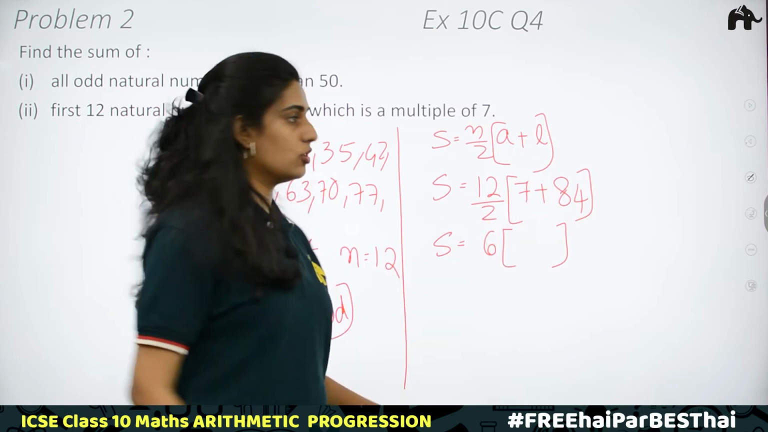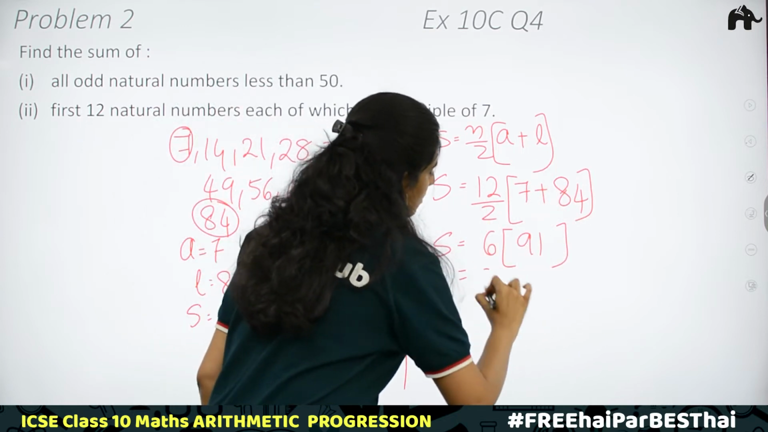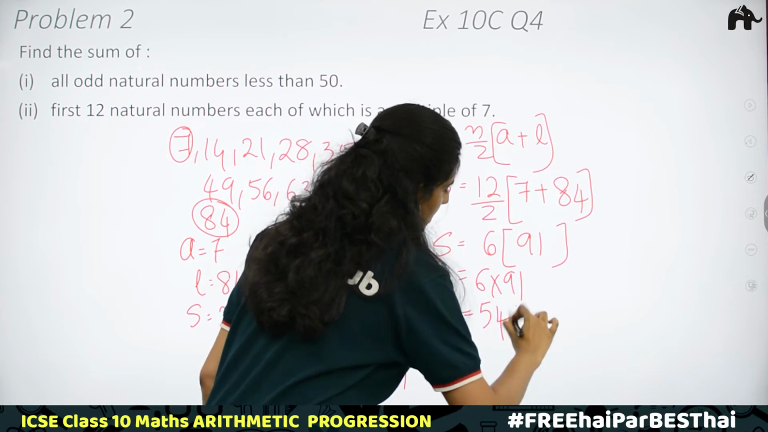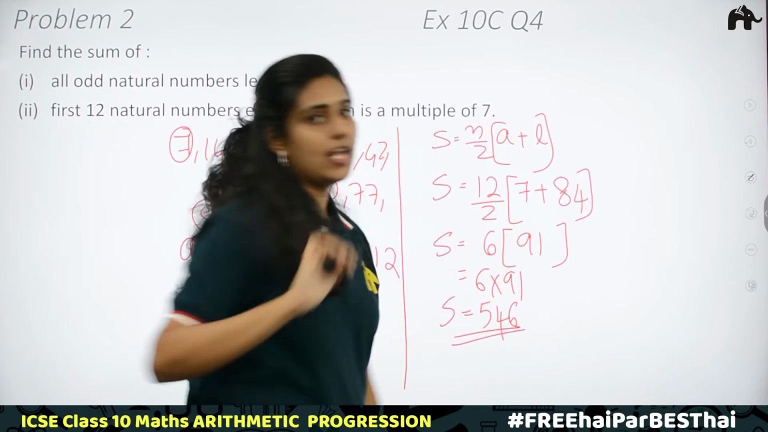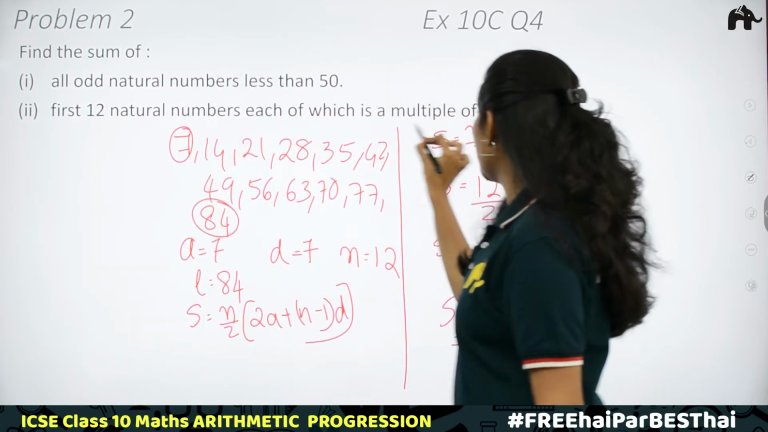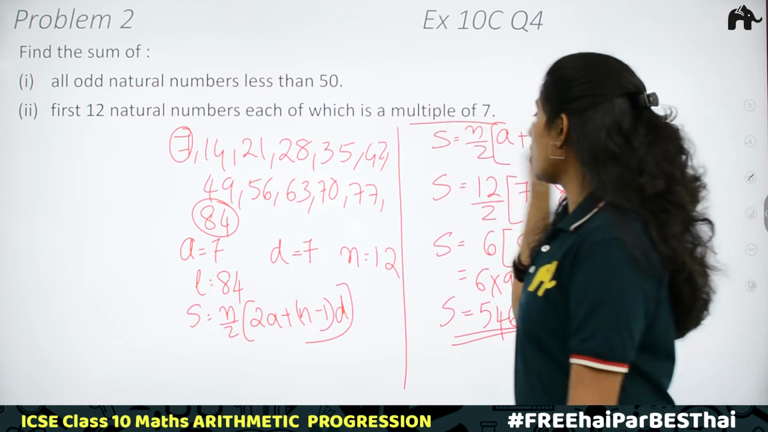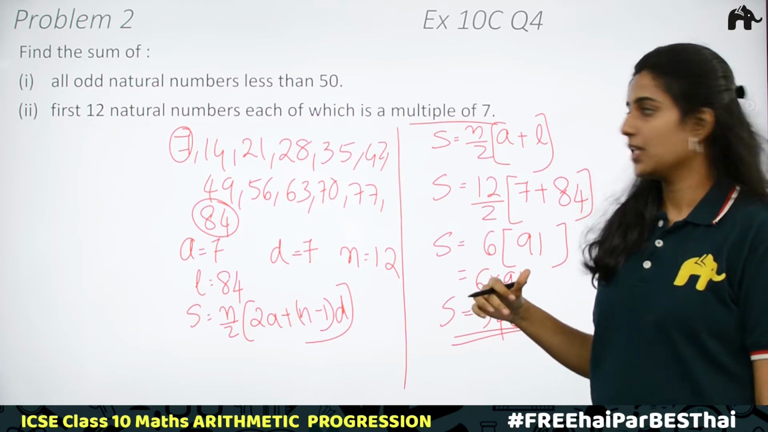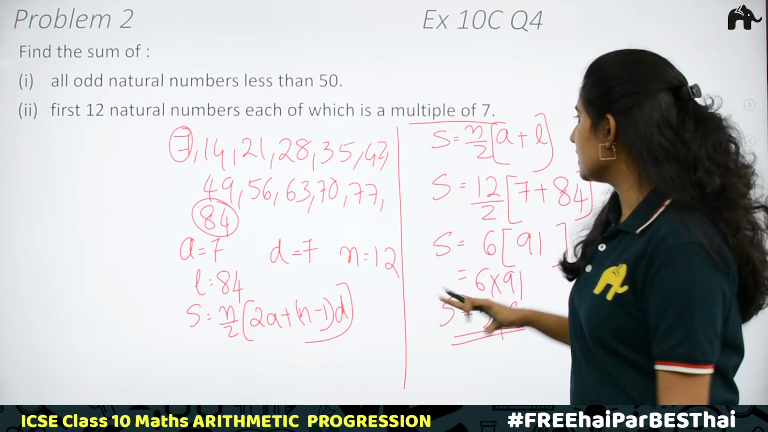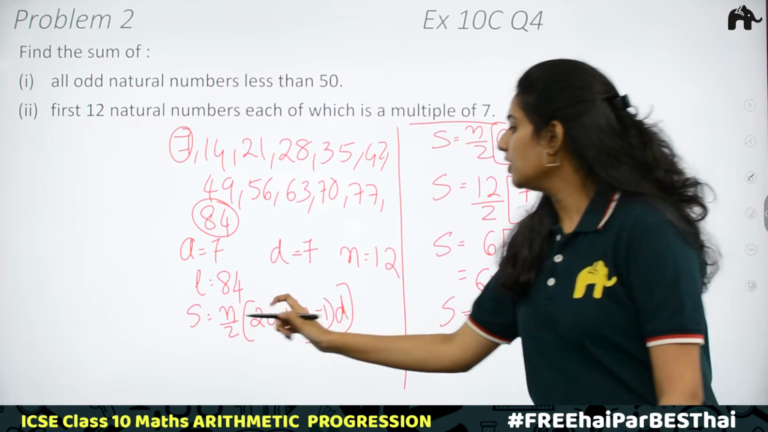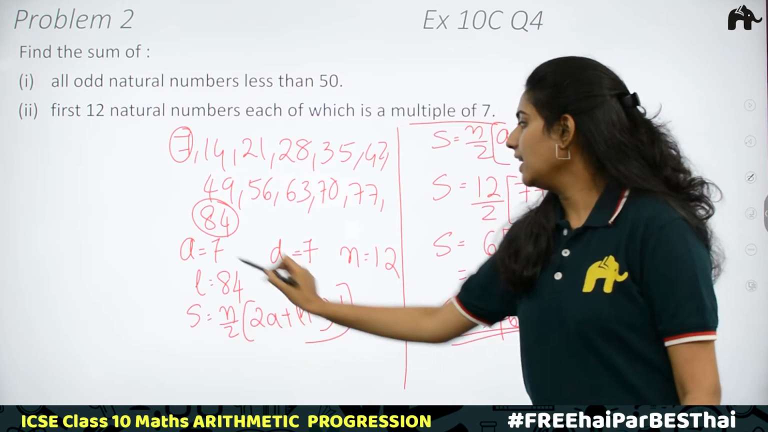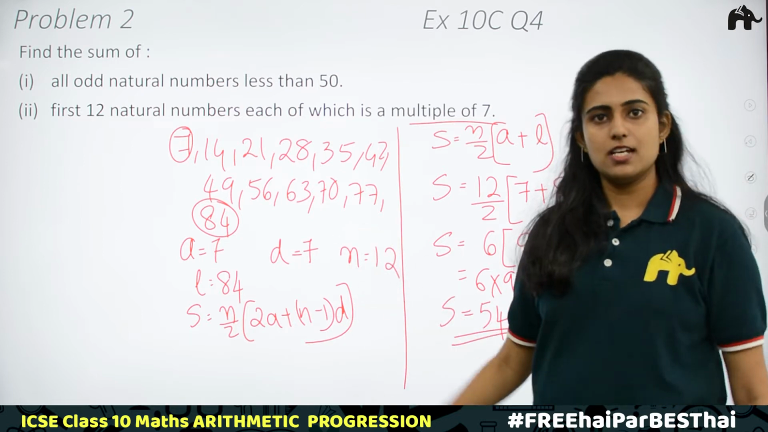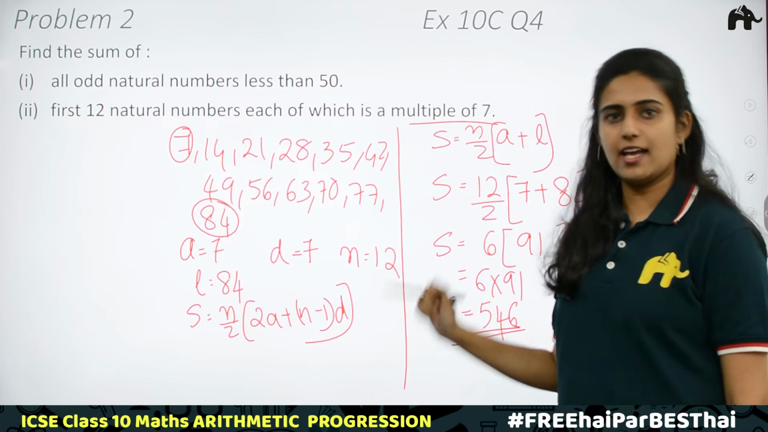7 plus 84, that is 91. 6 into 91 is equal to 546. The sum of the first 12 natural numbers which are multiples of 7 is 546. Clear? Either you can use this formula or you can use the other formula. Here we know what n is. n is 12, a is 7, n minus 1, then d is 7. Substitute and do the calculation, you will get the answer.